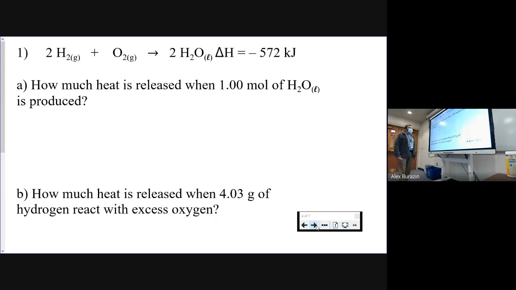How much heat is released when 1 mole of water is produced? Here's my chemical reaction. For this chemical reaction, the change in enthalpy is negative 572 kilojoules. Negative, what does that mean? If the enthalpy is negative, what is that trying to tell me? We lost heat. What's the term for that? Exothermic. Yes, it's exothermic.